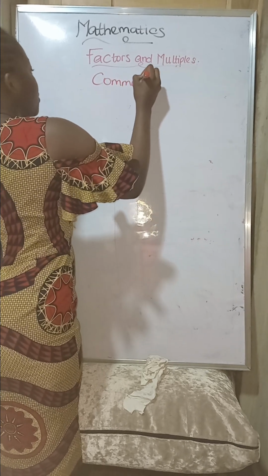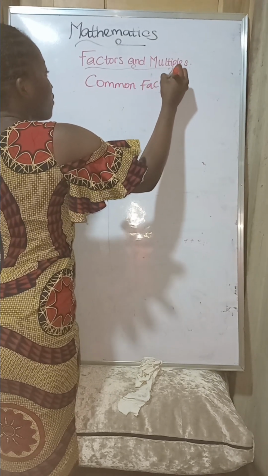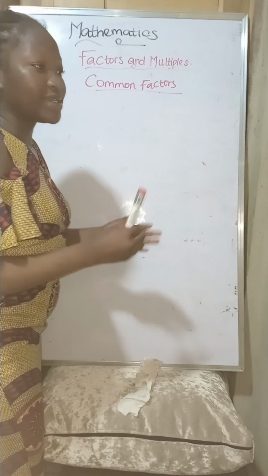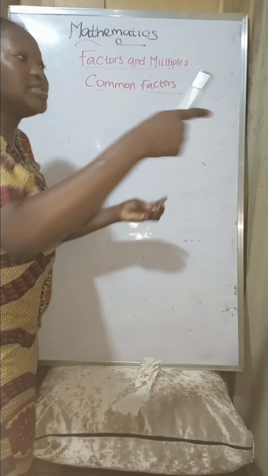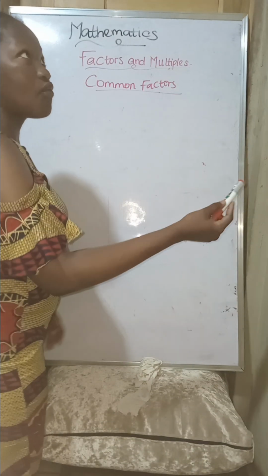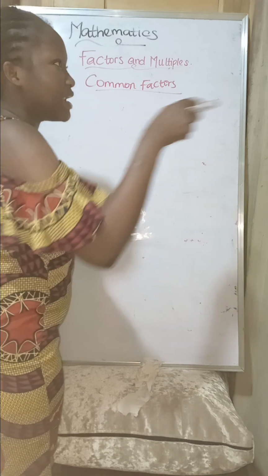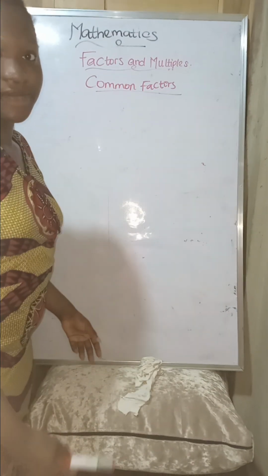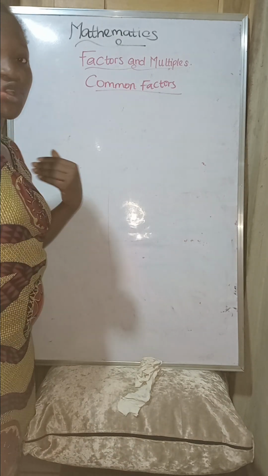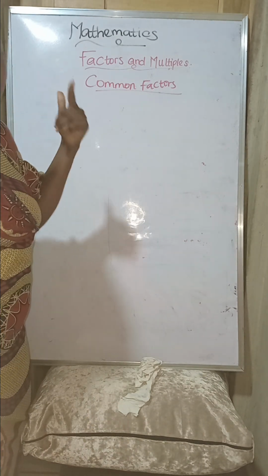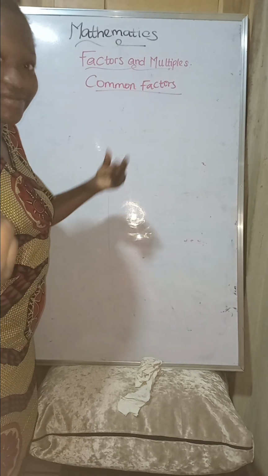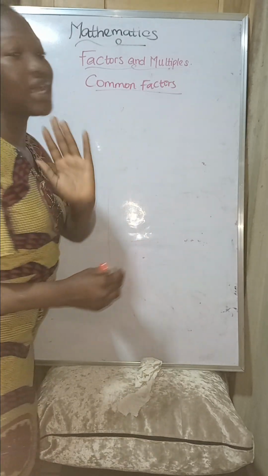Common factors. When I say common factors, when you say something is common, what is common between me and you? What do I have that you also have? We both have a brain, and we both have zeal for mathematics. That's what is common between both of us. So now we're looking at common factors.